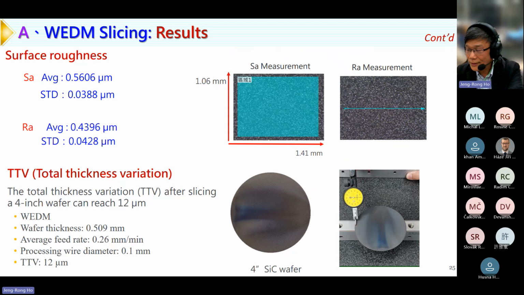And this figure shows the surface roughness after slicing. We can achieve a surface roughness of around 0.5 micron. And the total TTV, total thickness variation, is less than 12 microns. Compared to all the published or existing results, I think these results are very competitive.